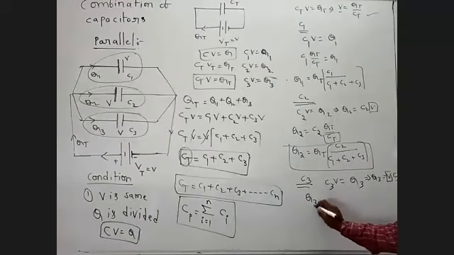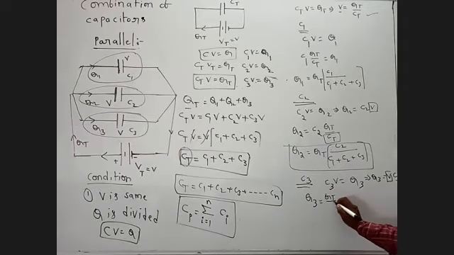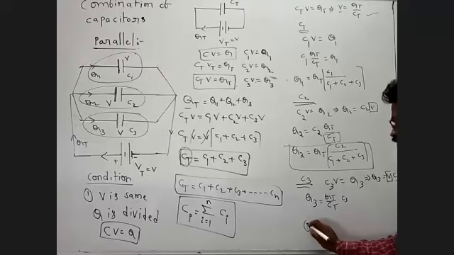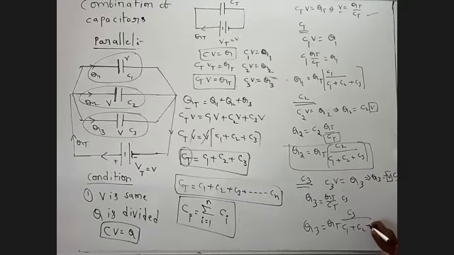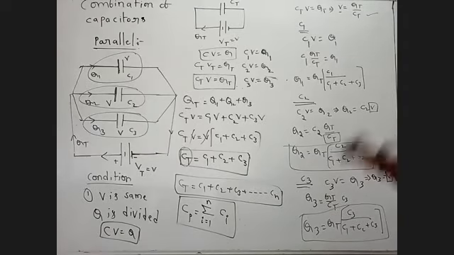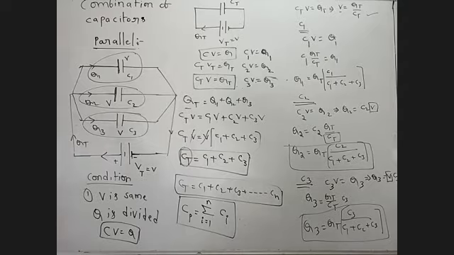Q3 is equal to, and V total means Q total by C total, into C3. Q3 is equal to Q total into C3 by C1 plus C2 plus C3. This is Q3, and this is a capacitance. This is very important.